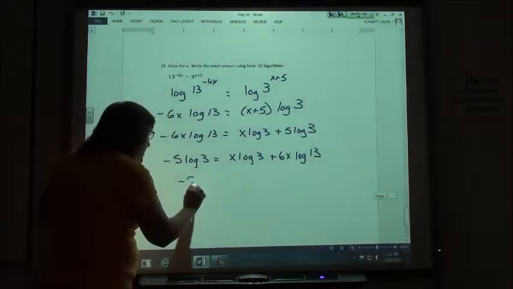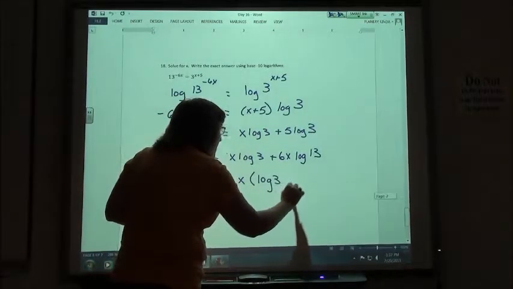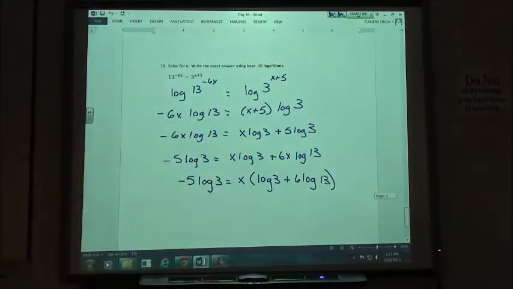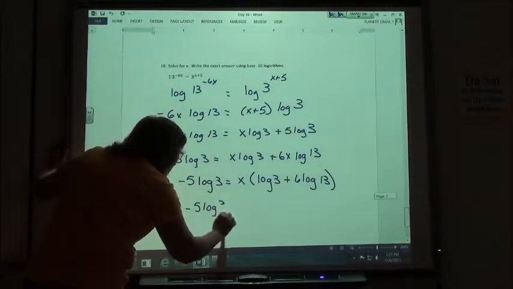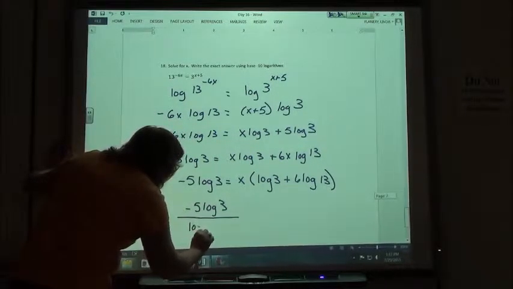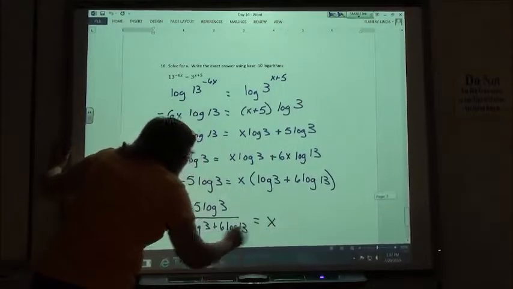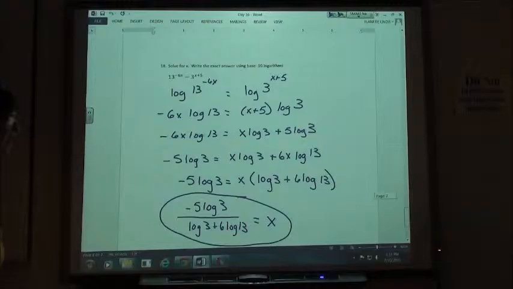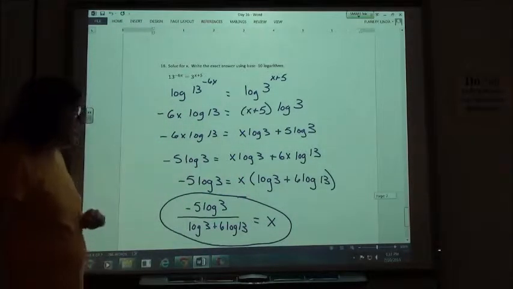Factoring out my x. And then, of course, dividing. So, negative 5 log of 3 divided by the log of 3 plus 6 log of 13 is going to be equal to x. Now be careful when you type that in. That negative is up on top with the 5. Shouldn't matter if it's out in front, but just to be on the safe side, it's best if you hit the fraction button first, type that in.